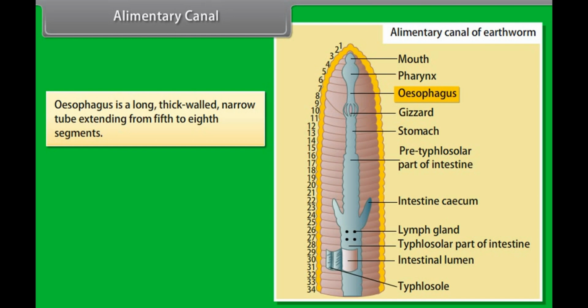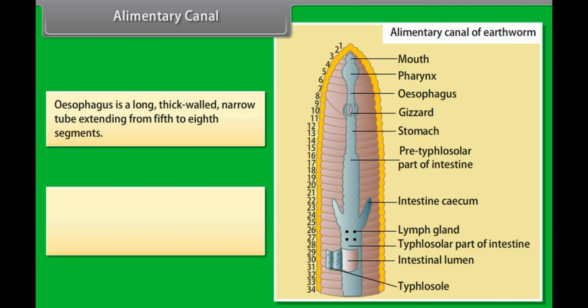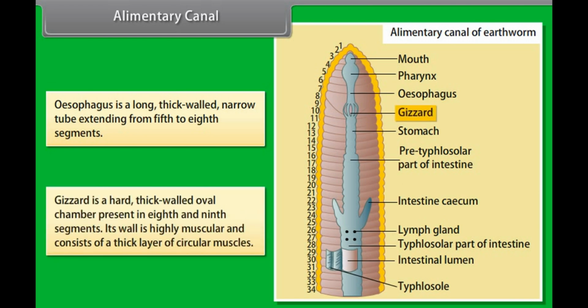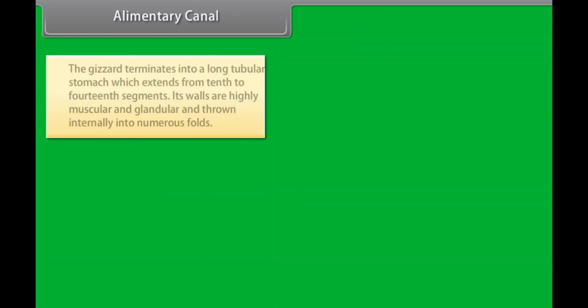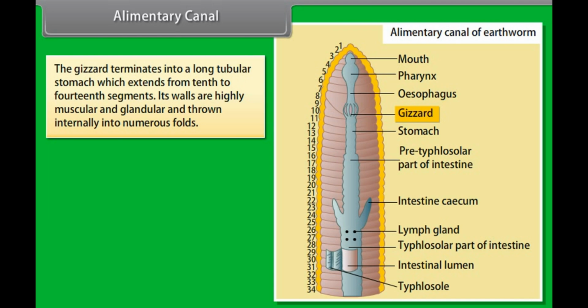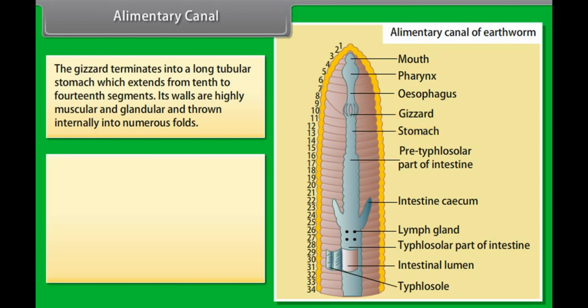Oesophagus is a long, thick-walled, narrow tube extending from fifth to eighth segment. Gizzard is a hard, thick-walled, oval chamber present in eighth and ninth segments. Its wall is highly muscular and consists of a thick layer of circular muscles. The gizzard terminates into a long tubular stomach which extends from 10th to 14th segments. Its walls are highly muscular and glandular and thrown internally into numerous folds.